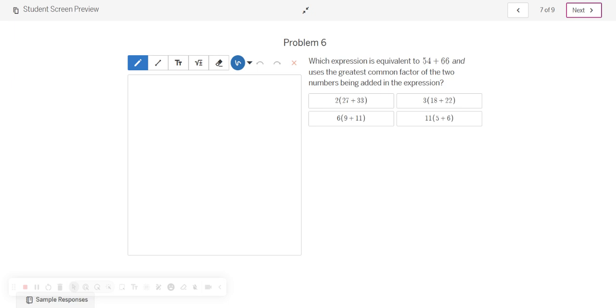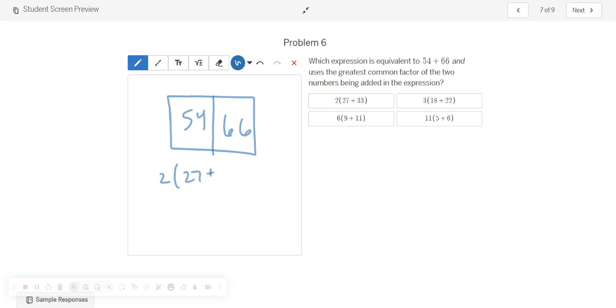Here it says 54, so if I drew this and I've got a 54 and a 66, ooh, that is the same as 2 times 27 plus 33, but it says greatest common factor. 3 would also work. It's 18, and they give me that 22. And if 2 works and 3 works, then I know 6 has to also work. And yeah, 9 plus 11, and then 9 plus 11 are relatively prime.